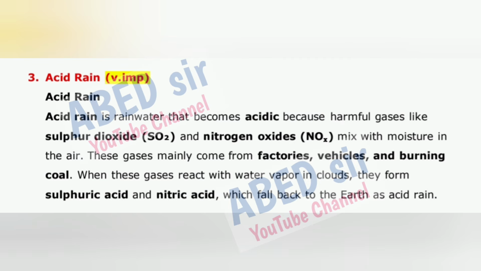Acid rain. Acid rain is rainwater that becomes acidic because harmful gases like sulfur dioxide and nitrogen oxides mix with moisture in the air. These gases mainly come from factories, vehicles, and burning coal. When these gases react with water vapor in clouds, they form sulfuric acid and nitric acid, which fall back to the earth as acid rain.